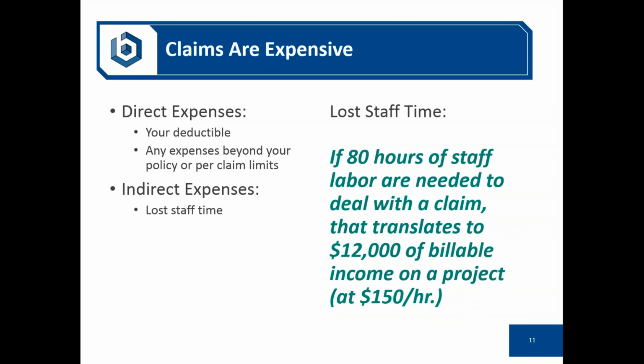Some of the costs that are really not calculated very clearly are the indirect expenses, particularly lost time. There was a survey a few years ago saying the average time it takes to be involved with defense of a claim is about 80 hours. Typically more highly skilled people, your project principals, project architects, and managers are going to be involved. So, you know, pretty good hourly rates there at $150. So there goes another $12,000 of billable income, and multiply that by 10, $120,000 of fees.